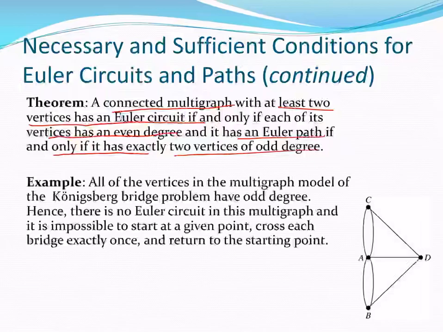And now we can answer, using our theorem, the Konigsberg bridge question. Our multigraph representation of it has degree 5 for landmass A, degree 3 for all other land masses, and we can see that we have more than 2 vertices of odd degree, so we will not have an Euler path nor an Euler circuit. And that is our discussion of Euler paths and circuits in graphs.